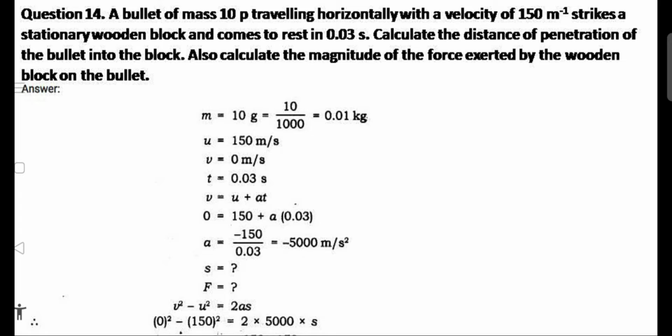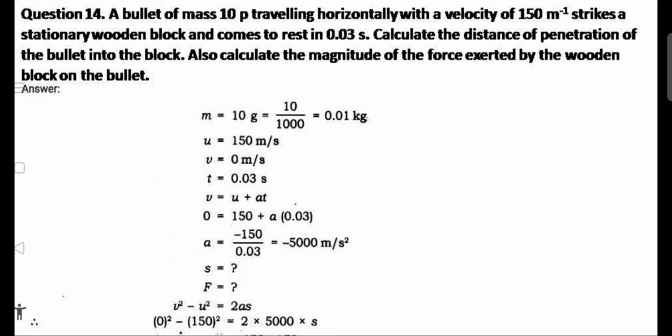Answer: m = 10 gram, converted into kg, that is 10 upon 1000 = 0.01 kg, and u = 150 meters per second, v = 0 meters per second, time t = 0.03 second. Now applying the first equation of motion, v = u + at, that is 0 = 150 + a × 0.03. Now a = minus 150 upon 0.03, that is minus 5000 meters per second squared. This is the acceleration. Now find s and F.